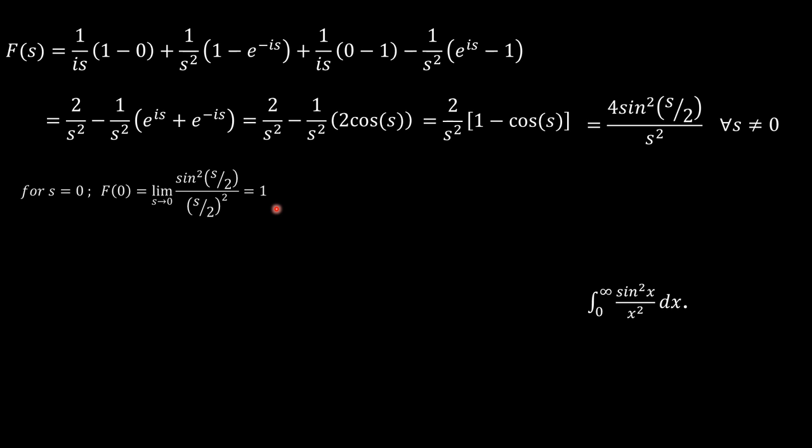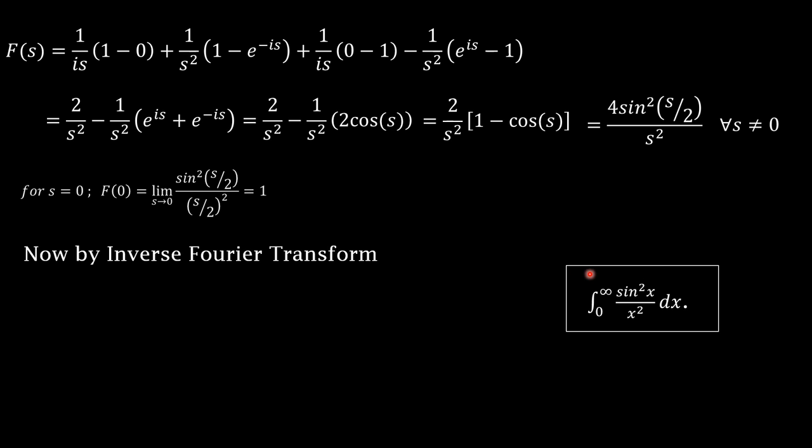So that completes the Fourier transform of the function. Now let us evaluate the value of the integral of sine square x by x square, as x tends from 0 to infinity.